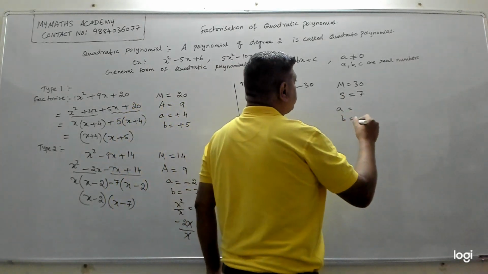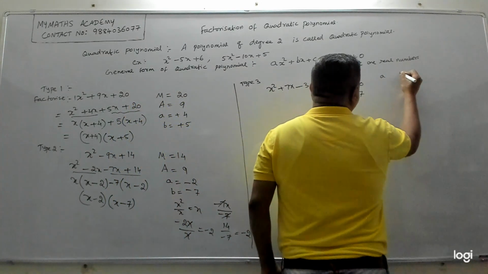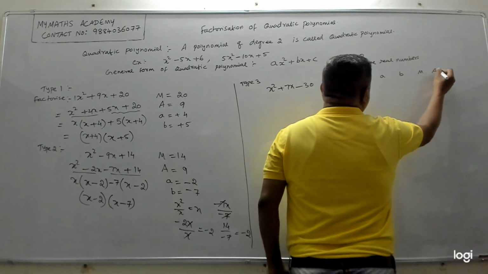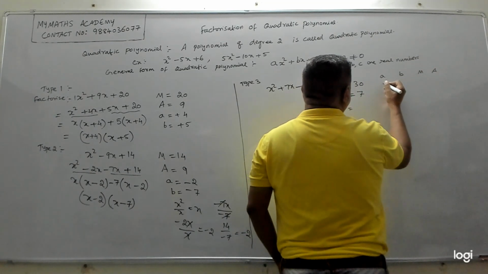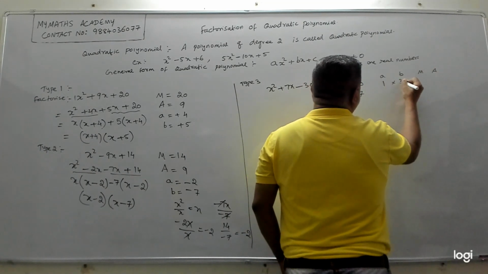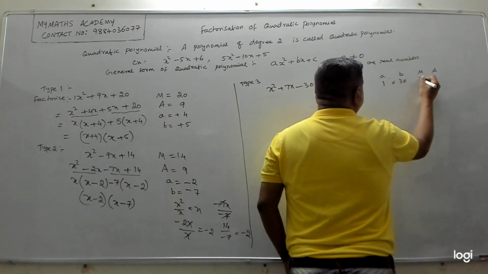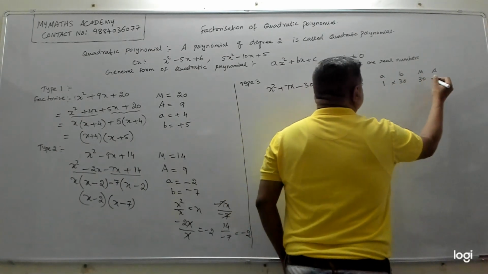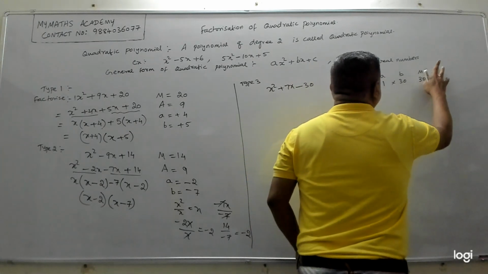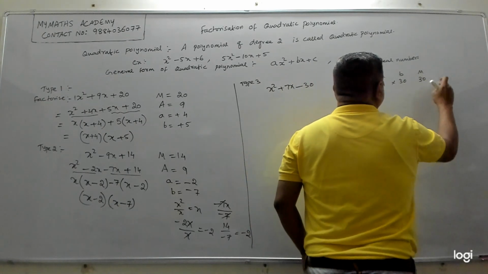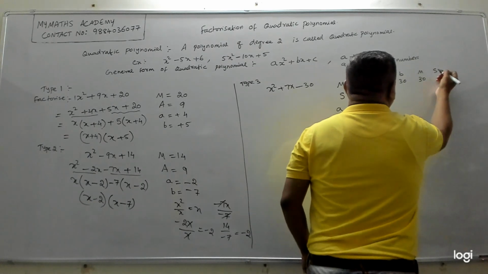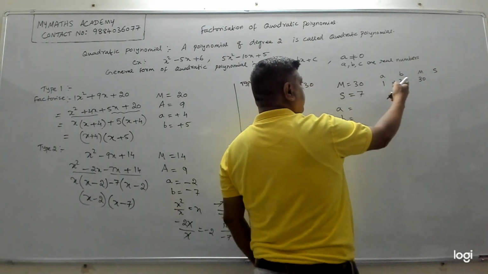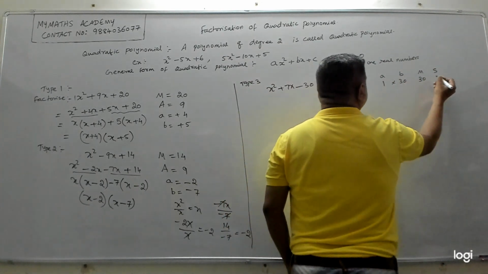So first is 1 into 30. So this is a, this is b, this is m, this is a. Now a, suppose I take it as 1 into 30. What is 1 into 30? 30. What is 1 plus 30? 31. Sorry, it's a subtraction case. We have to subtract. Now subtract the greater number with the smaller number. 30 minus 1 is 29.